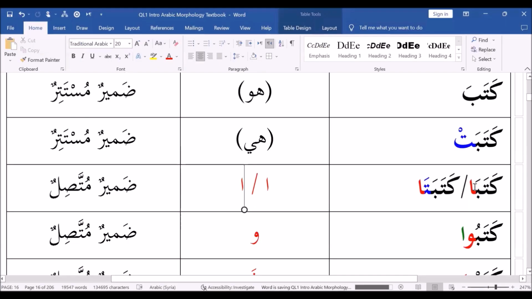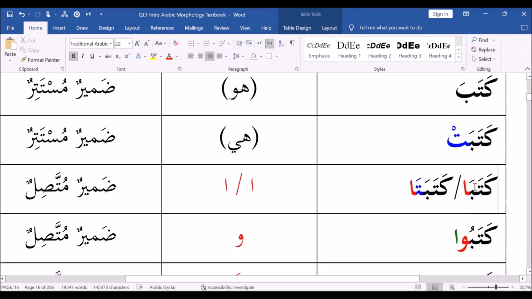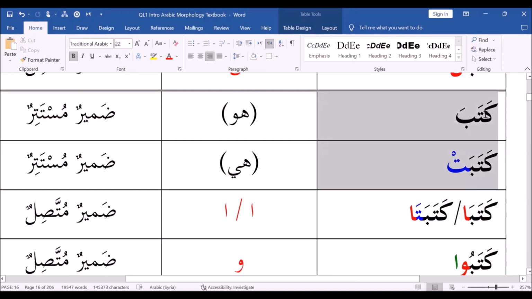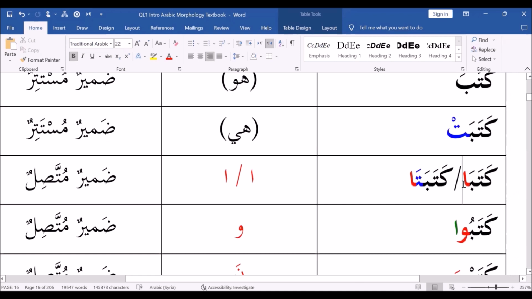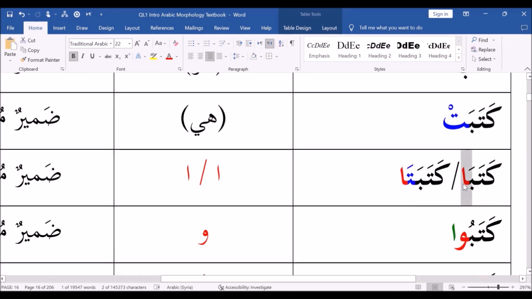Next, we have katabaa and katabata. Here you can see from the color, the fa'il is back. Again, kataba and katabat are the only time you will see the fa'il mustatir. Mustatir means hidden, okay? Katabaa and katabata, the fa'il is back. The alif that you see here is a noun. What kind of noun? Pronoun. What kind of pronoun? Attached pronoun.